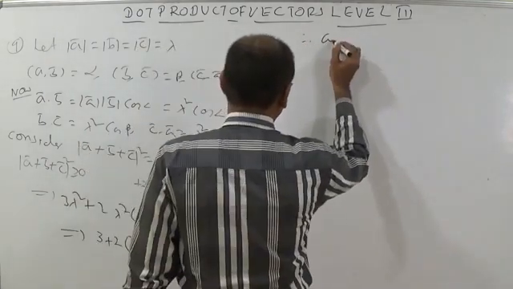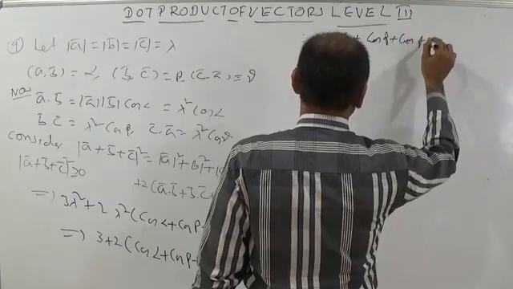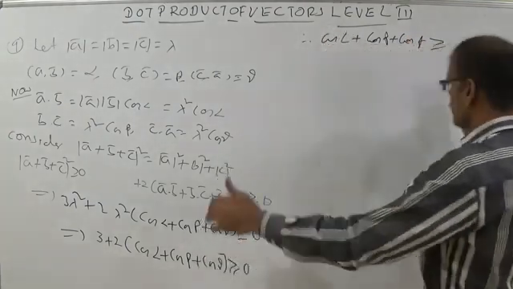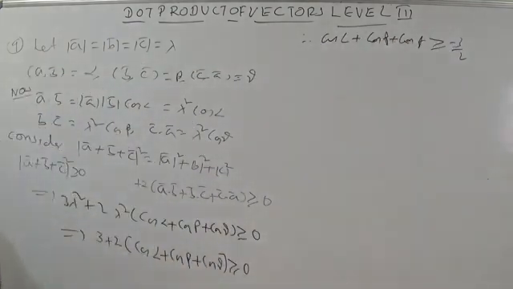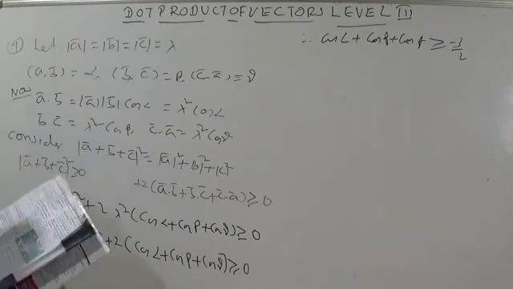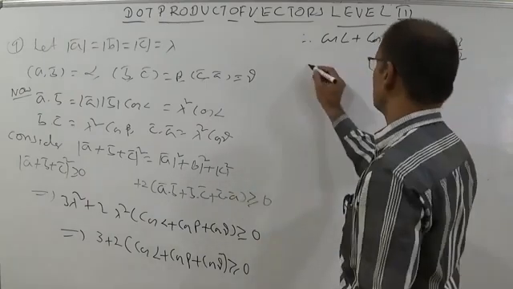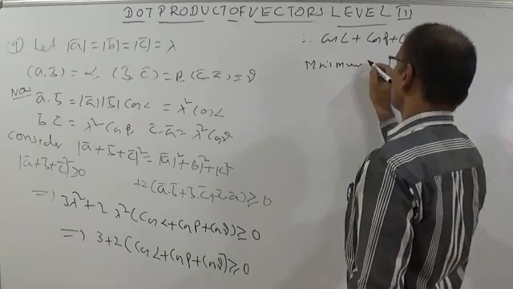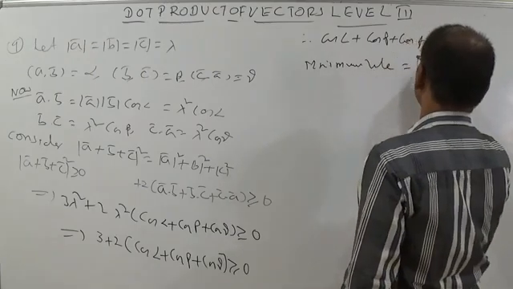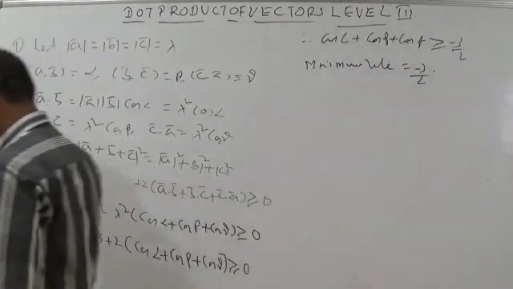Therefore, undoubtedly you can say that cos alpha plus cos beta plus cos gamma is greater than or equal to minus 3 by 2. He is asking the minimum value, so the minimum value is minus 3 by 2. According to the options, it is the fourth option. So the fourth option. Now the ninth question is completed.